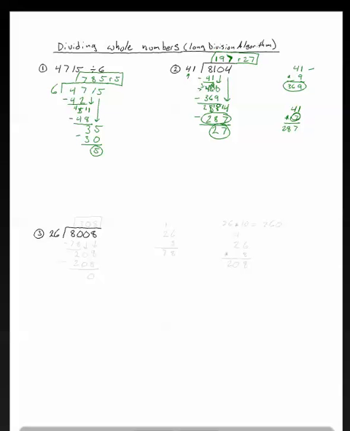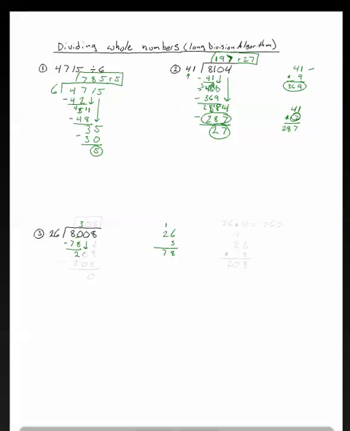In example 3, we start off with this divisor of 26. And 26 will not go into 8, but it will go into 80. So how many times will it go into 80? I would guess 3. 26 times 3. 6 times 3 is 18. 2 times 3 is 6, plus 1 is 7. So that looks good. So 3 times 26 is 78. And then we just subtract. 80 minus 78 is 2.